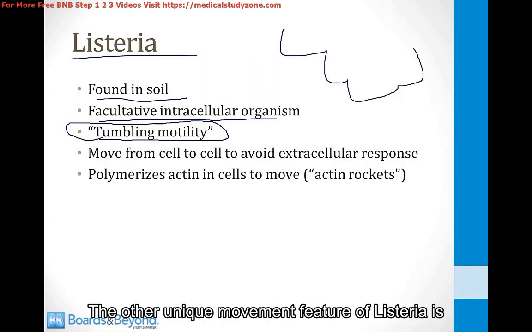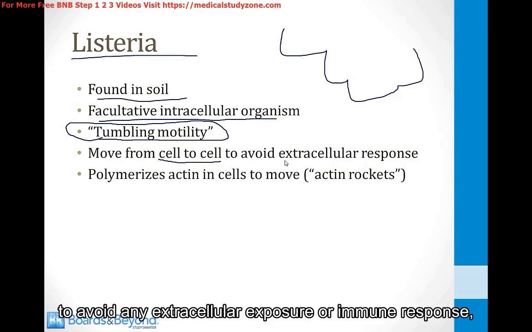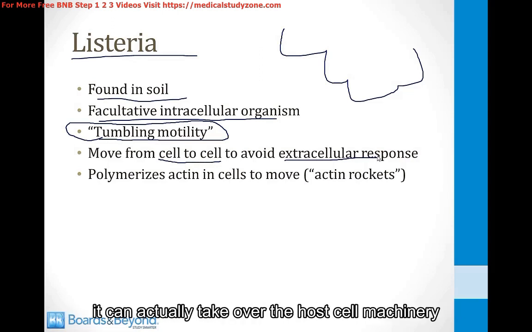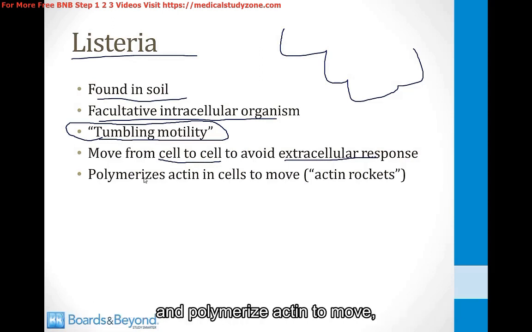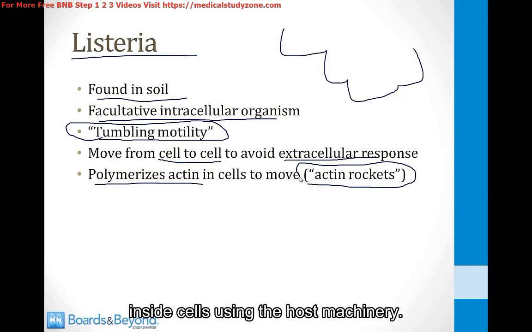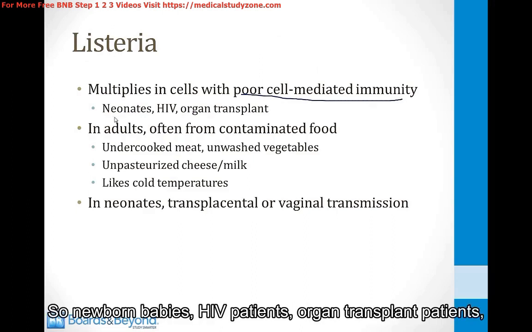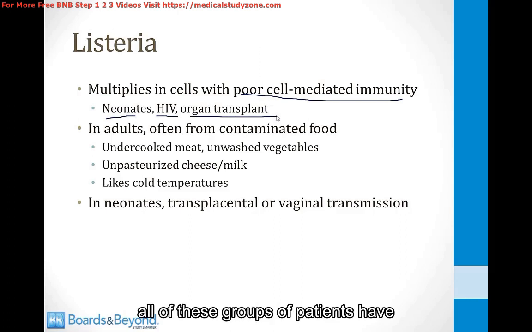The other unique movement feature of Listeria is that it moves inside of cells from cell to cell to avoid any extracellular exposure or immune response. And inside of cells, it can actually take over the host cell machinery and polymerize actin to move. These are called actin rockets because it moves very quickly inside cells using the host machinery. Listeria tends to infect people who have poor cell-mediated immunity, so newborn babies, HIV patients, organ transplant patients, all of these groups of patients have poor cell-mediated immunity.